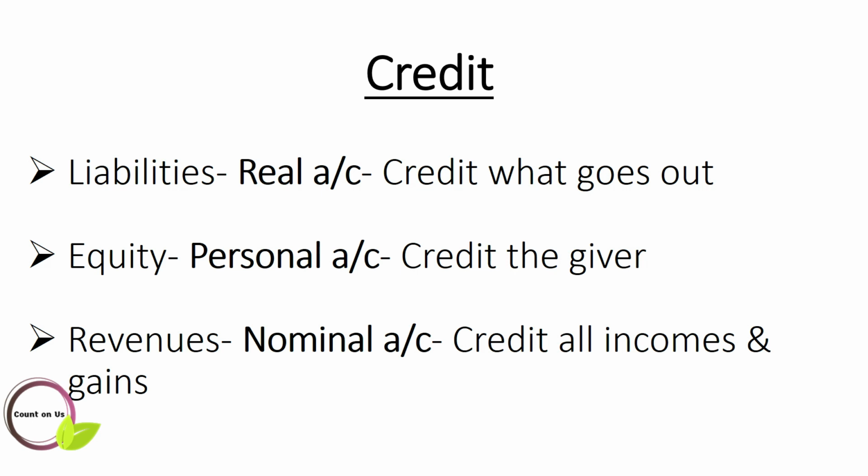Next, equity. Equity means capital. Capital is the money or money's worth brought by the businessman to the business. It is a personal account and the rule is debit the receiver and credit the giver. The businessman gives capital to the business, so it should be credited. The last one is the revenue account. Revenue accounts are nominal accounts. The rule is debit all expenses and losses and credit all incomes and gains. Revenues are the incomes of the business and are to be credited. Is it clear to all of you?